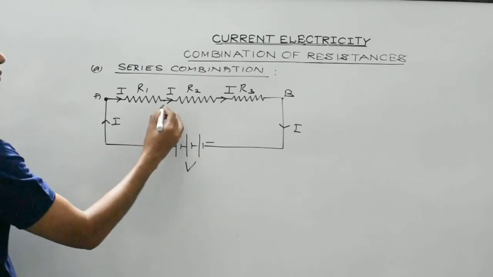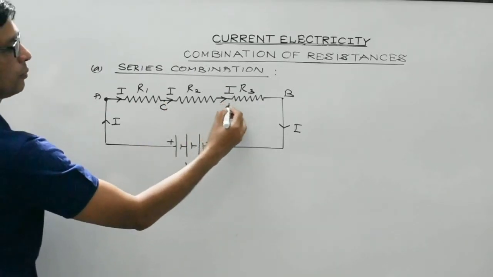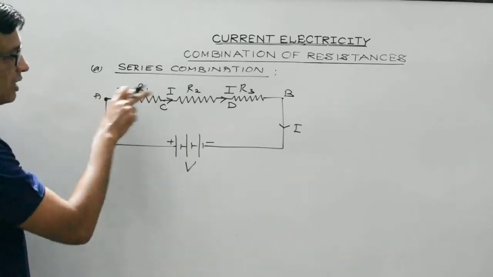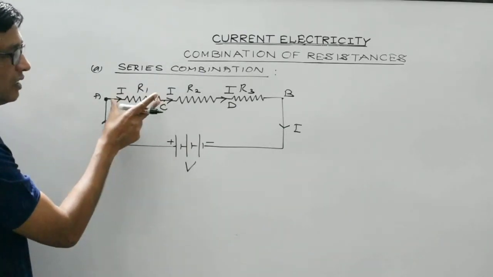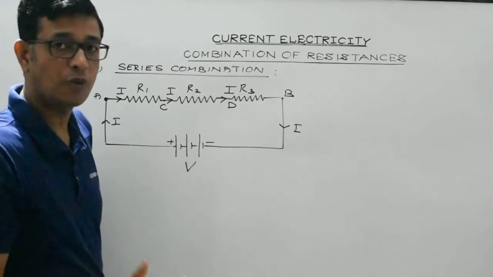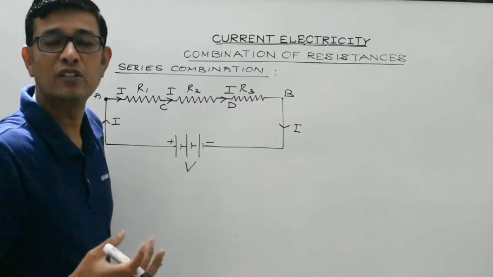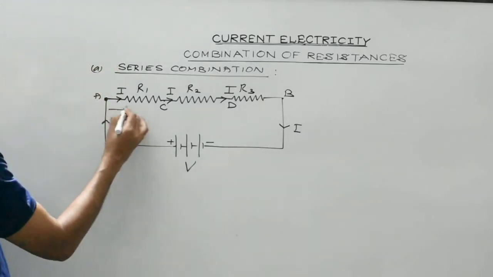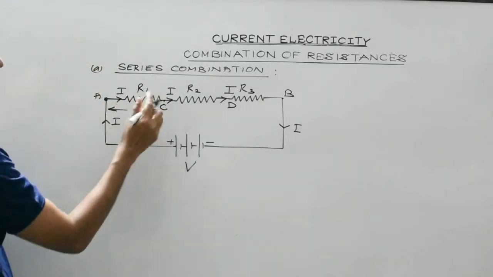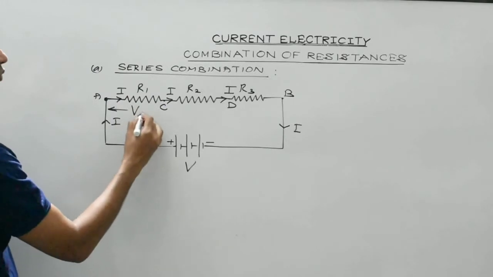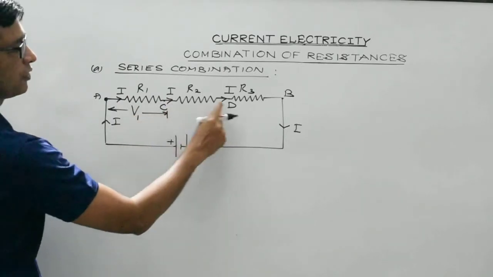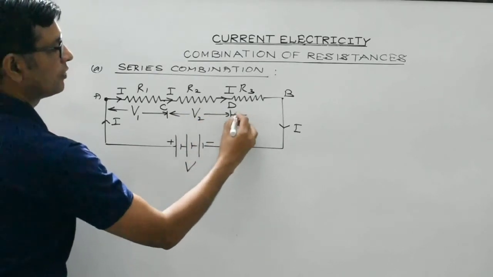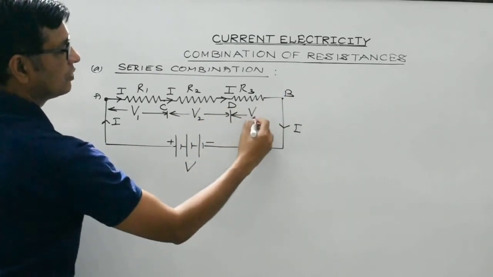Let us consider this to be point C, let us consider this to be point D. Also let us assume when the current flows through this part of the wire offering resistance R1, there will be some potential drop, and as per Ohm's law, potential drop or potential difference is I into R. So let the potential difference between the points A and C be V1. Let the potential difference between C and D be V2. And let the potential difference between D and B be V3.